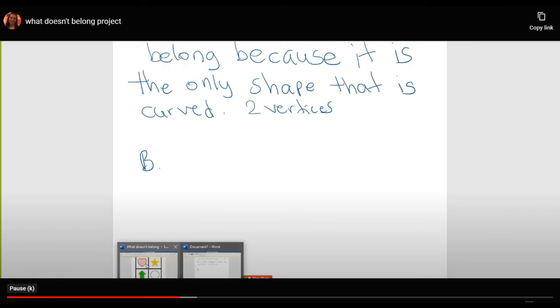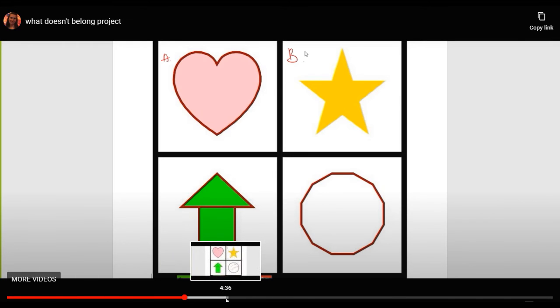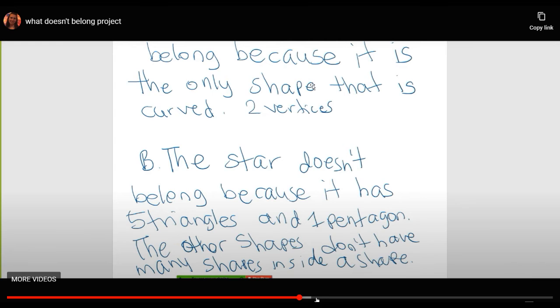Now let's look at B, right? And we said B was the star here. So why does the star not belong? If we look at the star, this is the only shape that does not have this thick red line around it, right? You see that all these other shapes have this thick red line. So one of the reasons you could say is that this star doesn't belong because it doesn't have that thick red line. And then you're going to write it back into your notebook. When you write it in your notebook, you're also going to write how many vertices and how many sides there are, okay? You're going to write all of that.